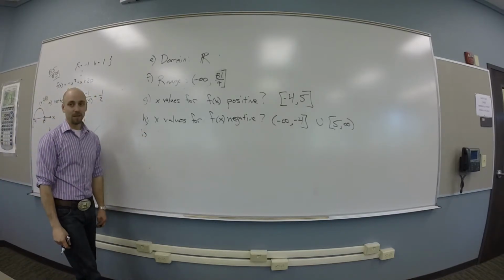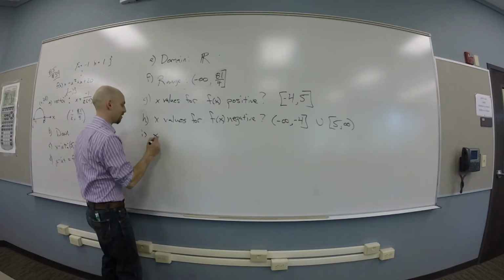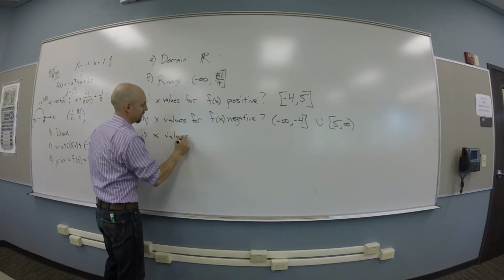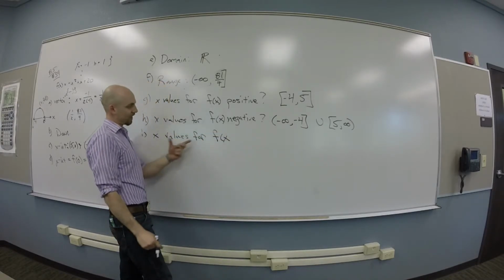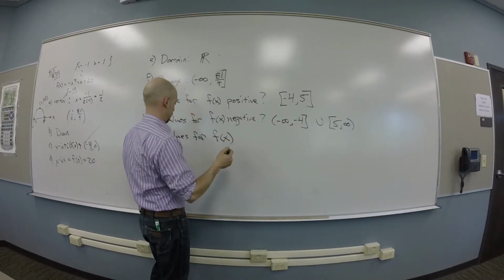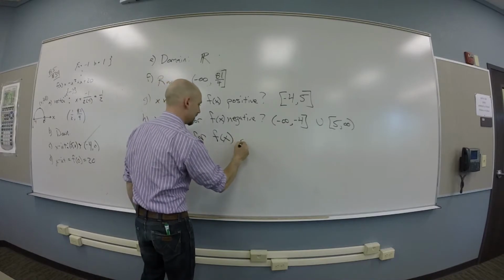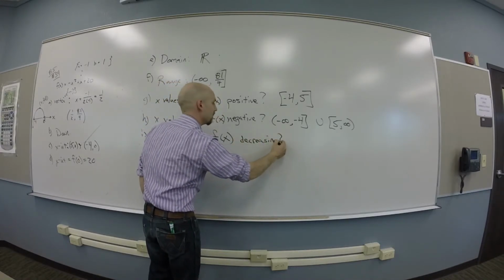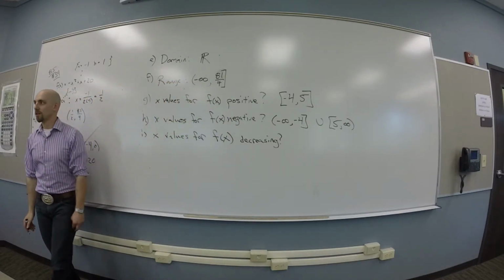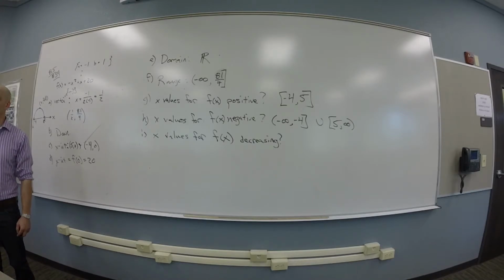Part I is decreasing. Totally backwards. Okay, cool. So they're asking which x values for f of x decreasing. This is a really poor sentence that I'm constructing here. Really, they mean for which x values is the function decreasing.